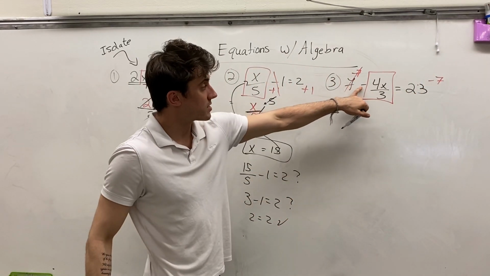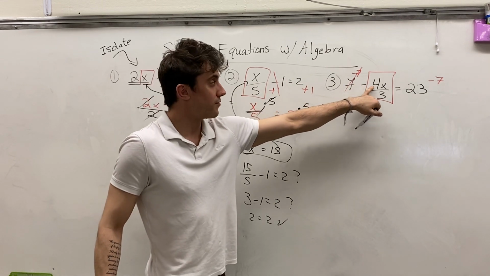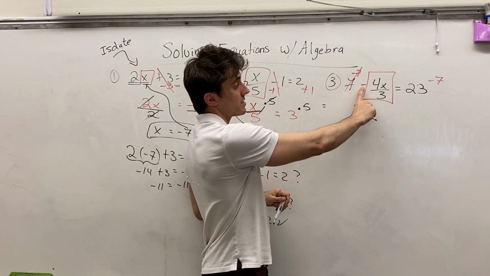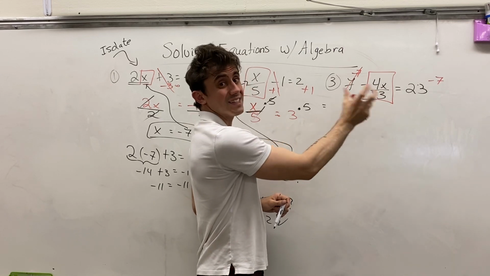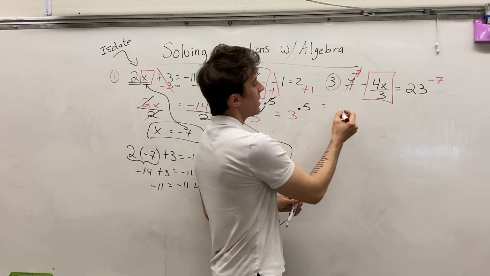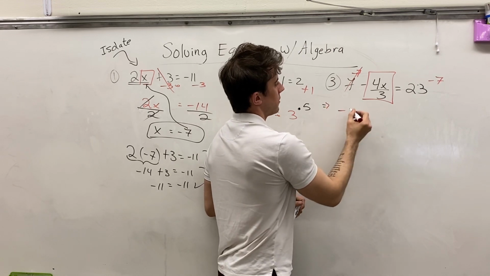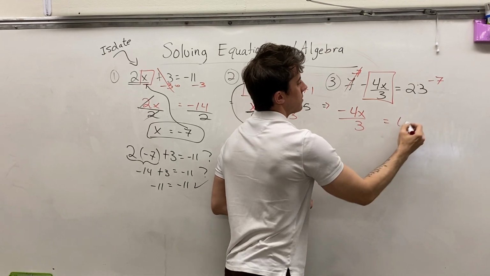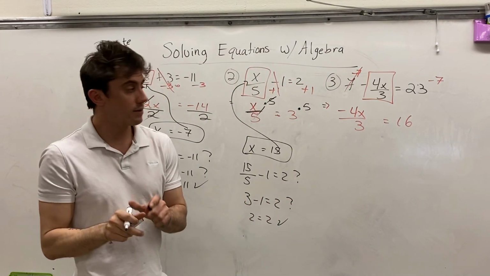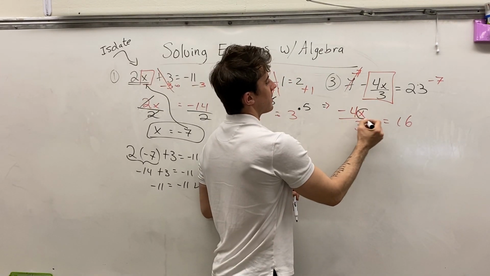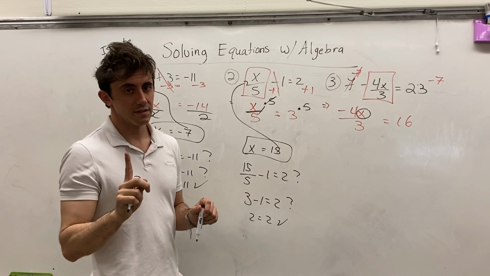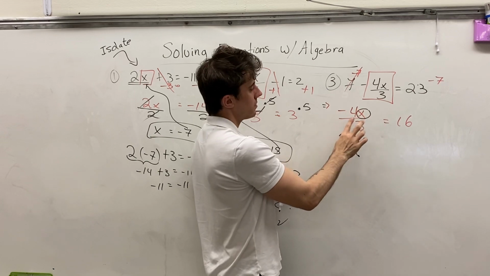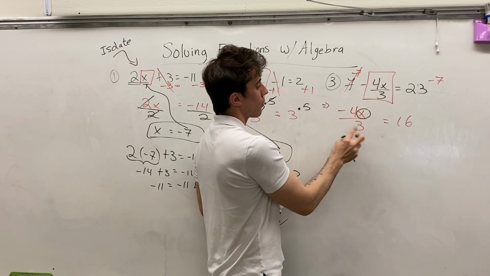Now that subtraction symbol is in front of the 4x over 3, and since we only got rid of the 7, that subtraction symbol, or that negative symbol, is still there, okay? And so now we have negative 4x over 3 is equal to 23 minus 7 is 16, okay? Now we still have the task of finding the value of 1x. Here we have the term with x isolated on one side, but we have negative 4 over 3x.